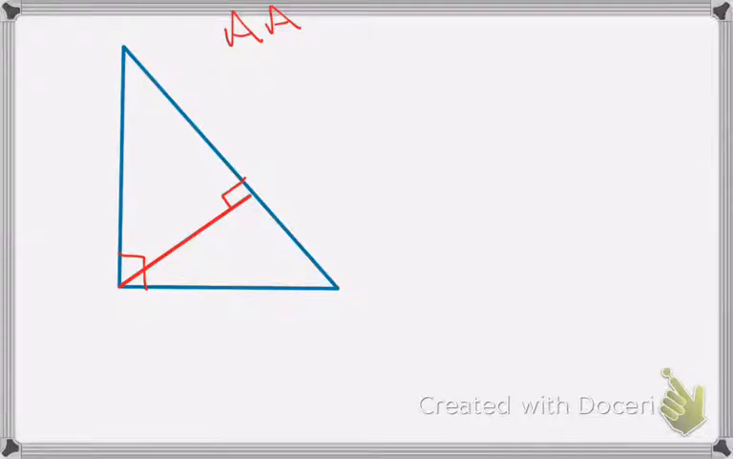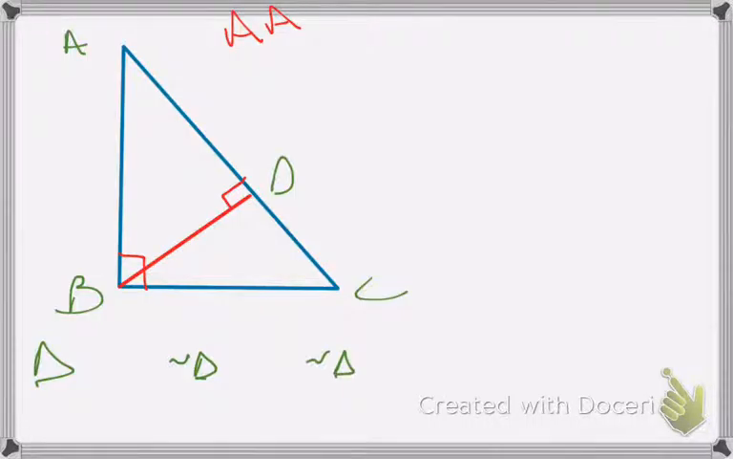I can write a similarity statement here. If I were to label this A, B, C, and label this D, then I can write a similarity statement that would look like this. There are going to be three triangles in this similarity statement because I've got three triangles that are similar here. Remember what we had to do with writing a similarity statement. Order matters. We want to make sure that the right vertices match up and the right sides match up.